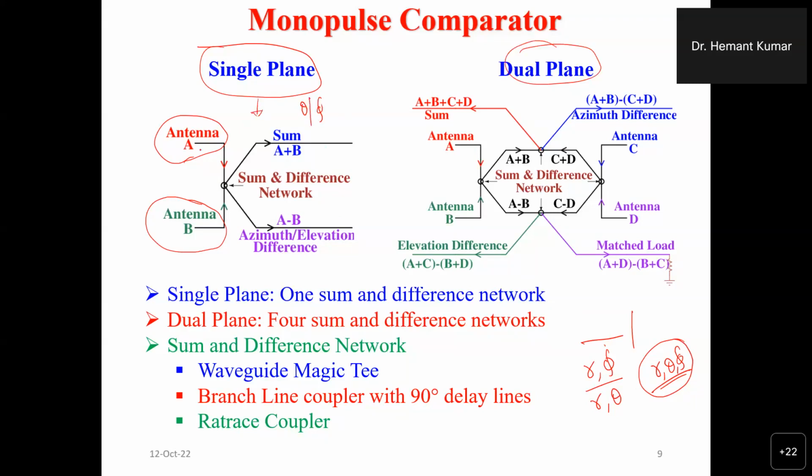In this case, you are using two antennas, and we are calculating the sum and the difference. So basically, we have to somehow design one sum and difference network.